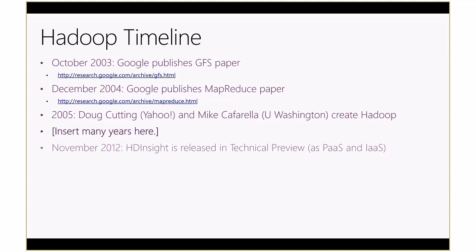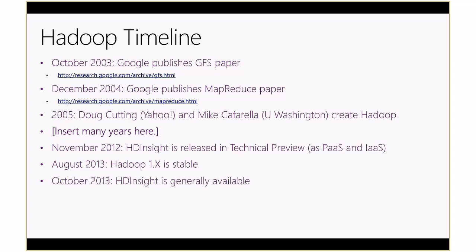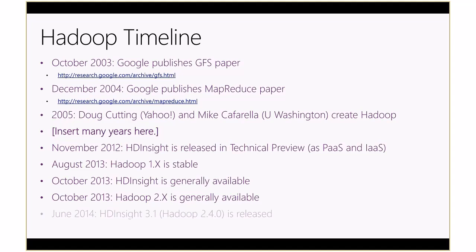Then a lot of years passed by, and it wasn't until, I think, 2010-11, that things really started to pick up. And in 2012, Microsoft released HDInsight as a technical preview, at the time both as a platform as a service and as an infrastructure as a service solution. About 8 years after the two guys created Hadoop, it came out in a stable version 1. HDInsight then became generally available in Azure, and then Hadoop 2 came out in the following summer. HDInsight 3.1, based on Hadoop 2.4, is released. And I should mention that the current version of HDInsight is 3.2, which is based on Hadoop 2.6. So the version numbers might be a little confusing, but there's actually a page in our documentation site that will map things out for you.